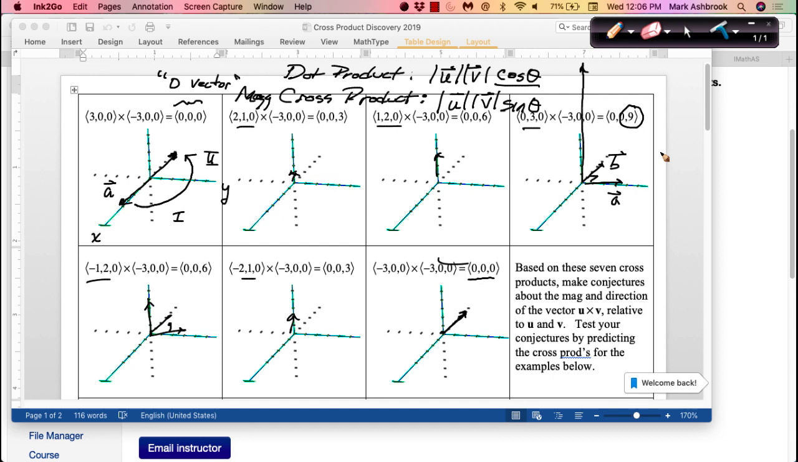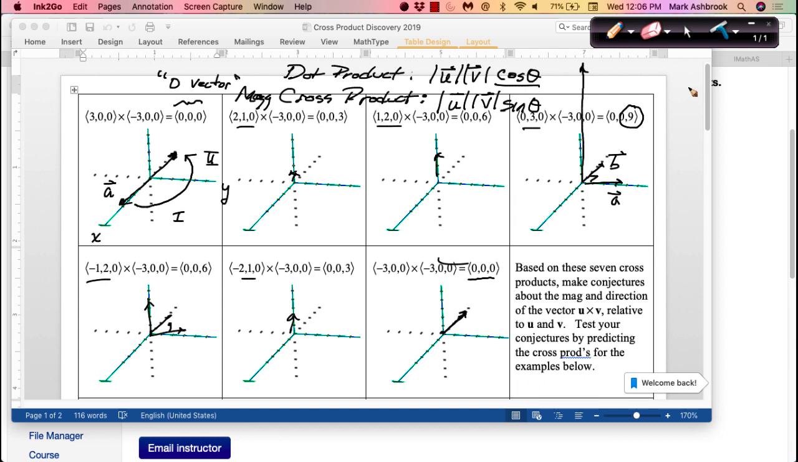Okay, so that kind of puts it all together, right? So we know the magnitude of the cross product is the product of the magnitudes, as much as those vectors are orthogonal. And that's the relationship of sine. And then the direction is going to be orthogonal to the plane of the two starting vectors, and then according to the right-hand rule.